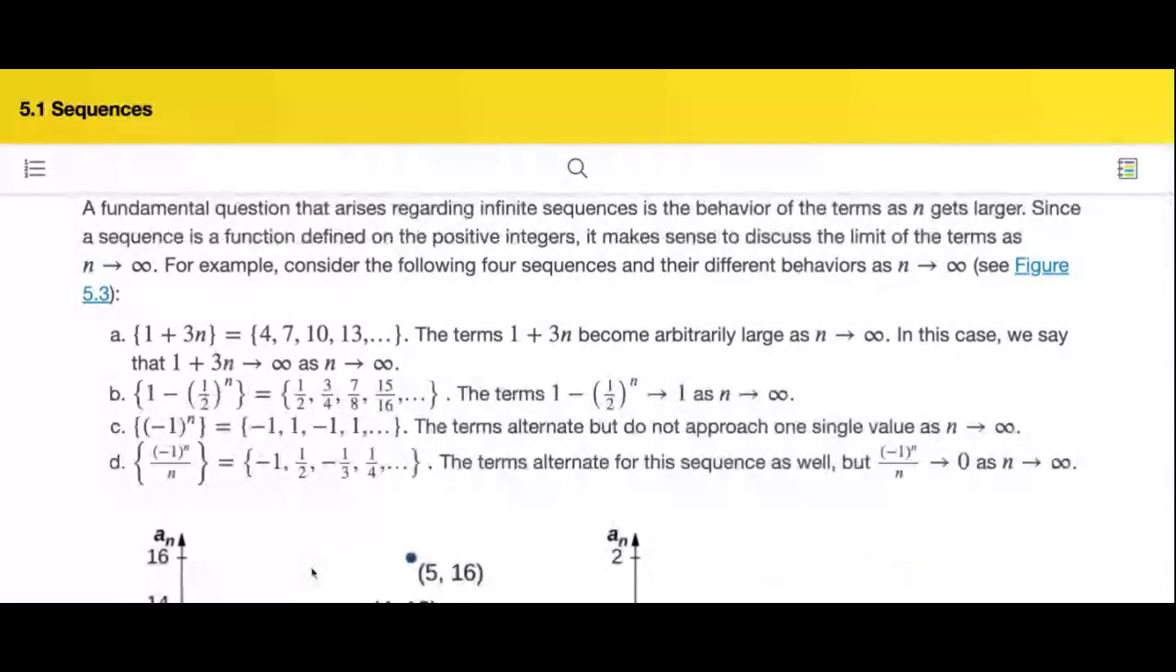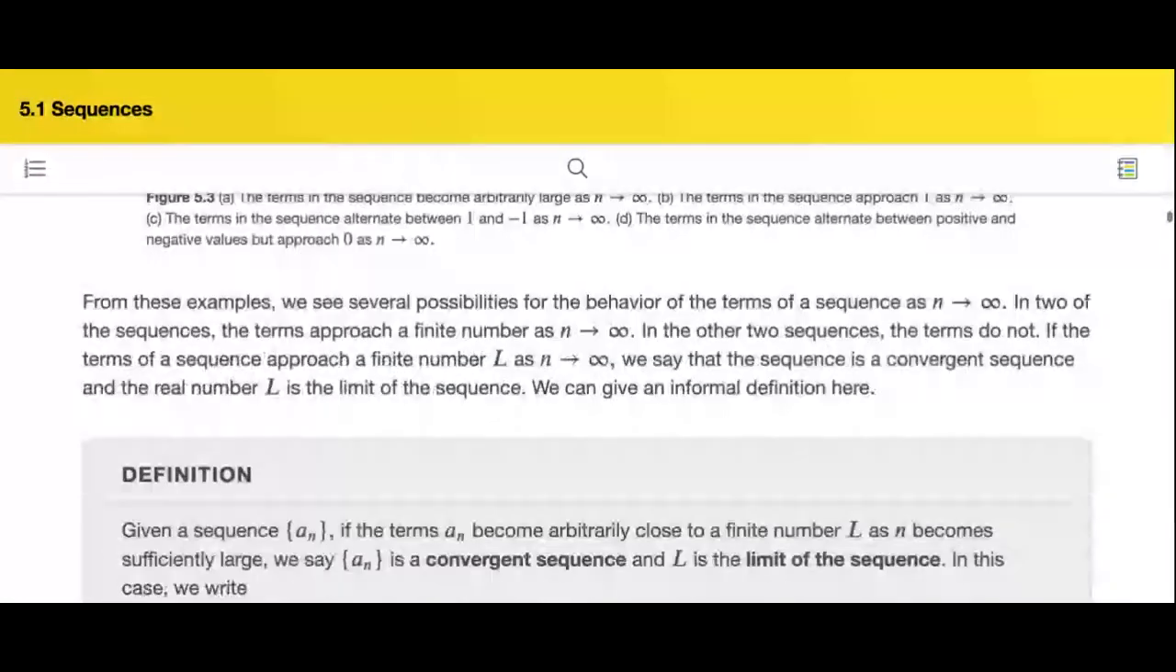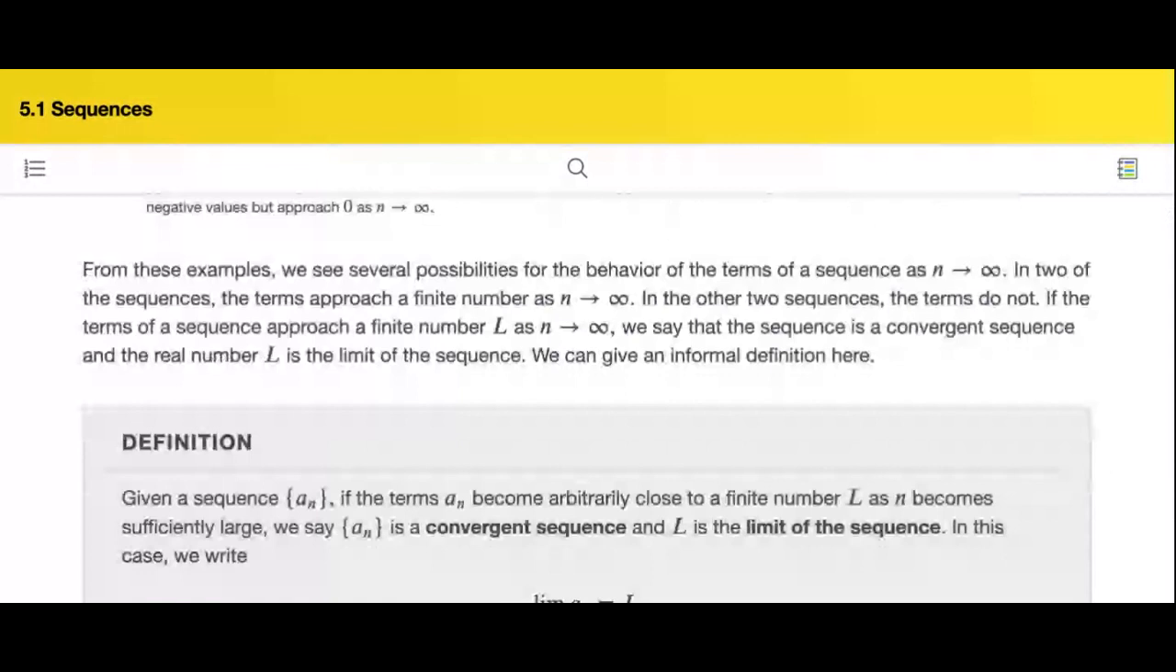Just take a limit. We can take a limit of a sequence, the nth term of the sequence, so we see the behavior of the sequence. In two of the sequences, the terms approach a finite number, right? One approaches 0, another approaches 1 as n approaches infinity. In the other two sequences, the terms do not. If the terms of a sequence approach a finite number as n goes to infinity, we say the sequence converges, or the sequence is a convergent sequence.